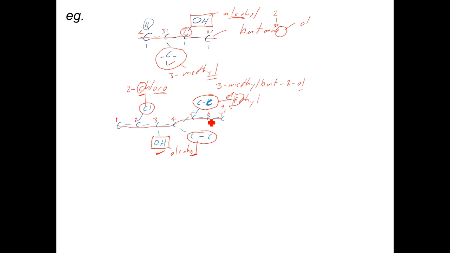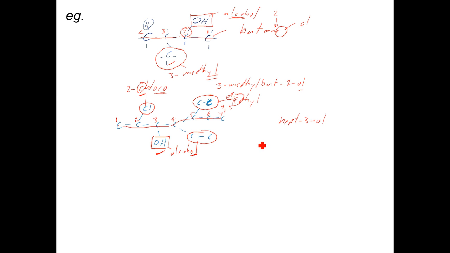We have a 7 carbon parent chain. So that is a hept, and there's no double or triple bond. So it is going to be a heptane. But we also need to indicate where the alcohol group is. It's on carbon number 3. So this is a hept-3-ol.